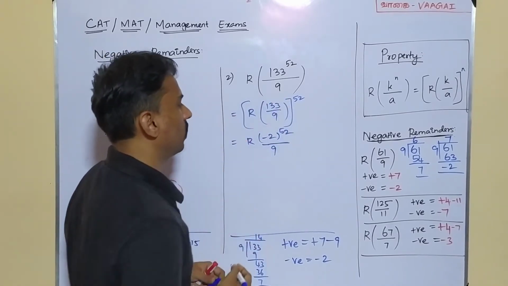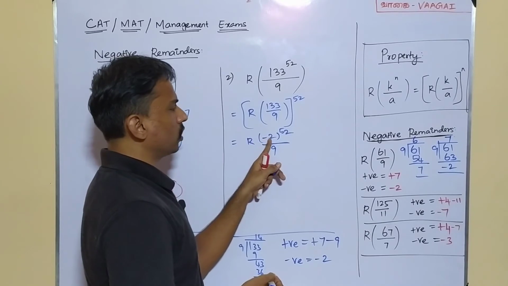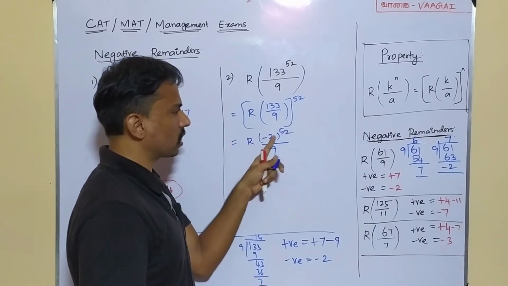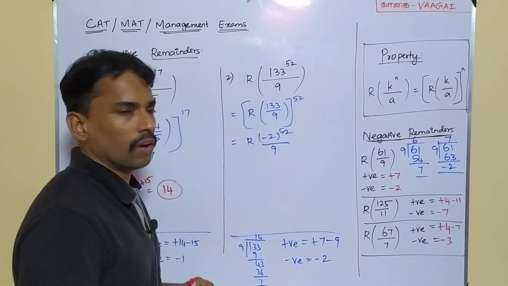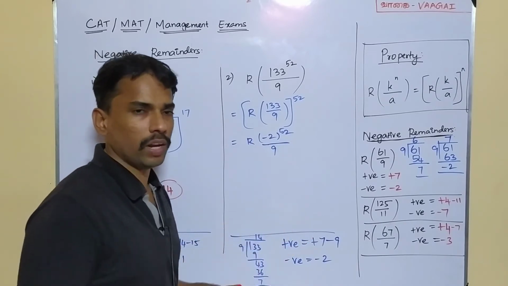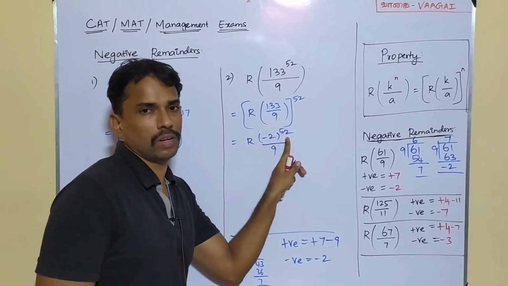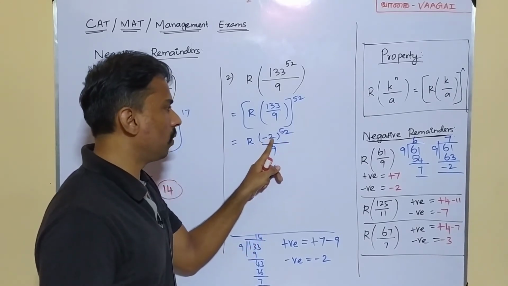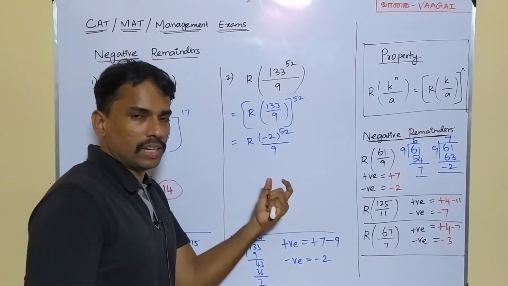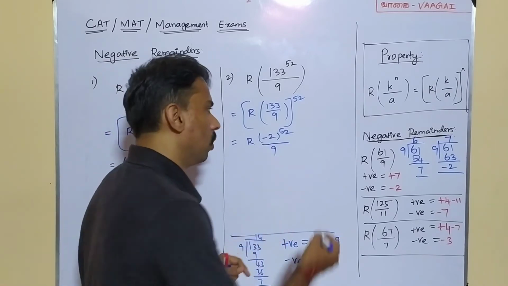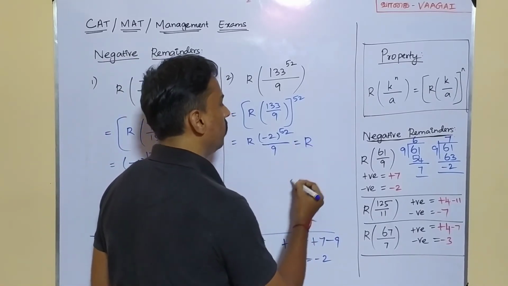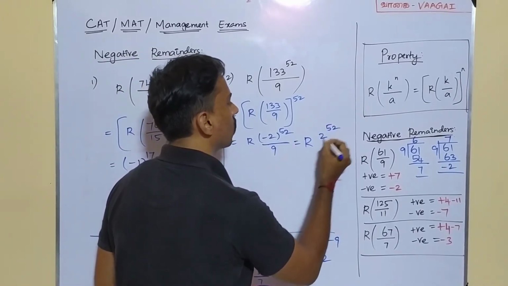Since we have minus 2 raised to 52, what can we do here? We can now change it to a positive value, right? Why? Because I am raising a negative number to an even power. Did you visualize it? Minus 2 power 52 is a negative number raised to an even power. So this will be the same as the remainder when 2 power 52 is divided by 9.